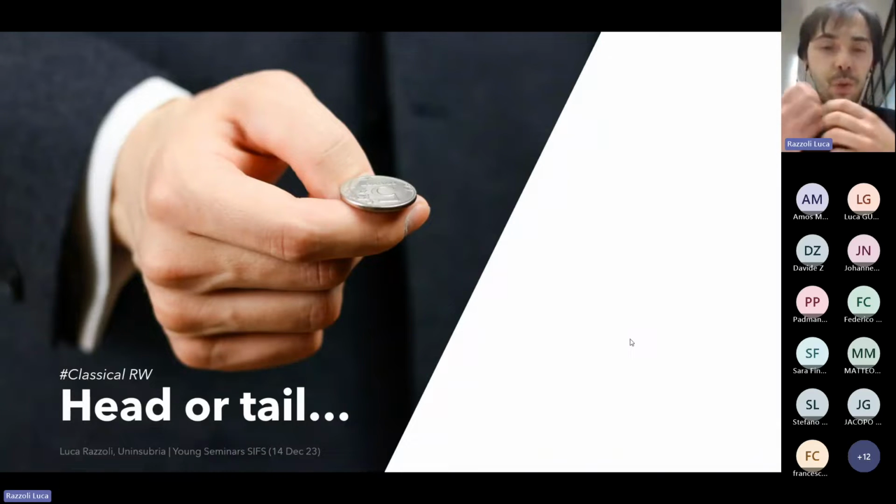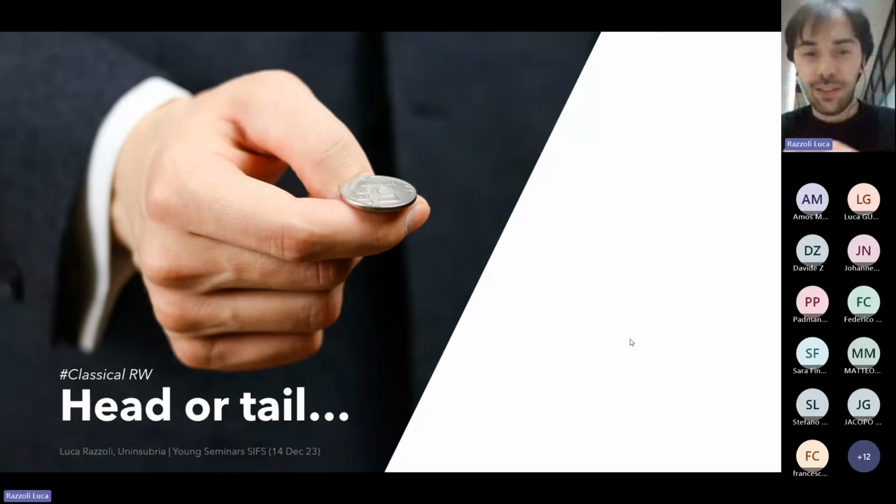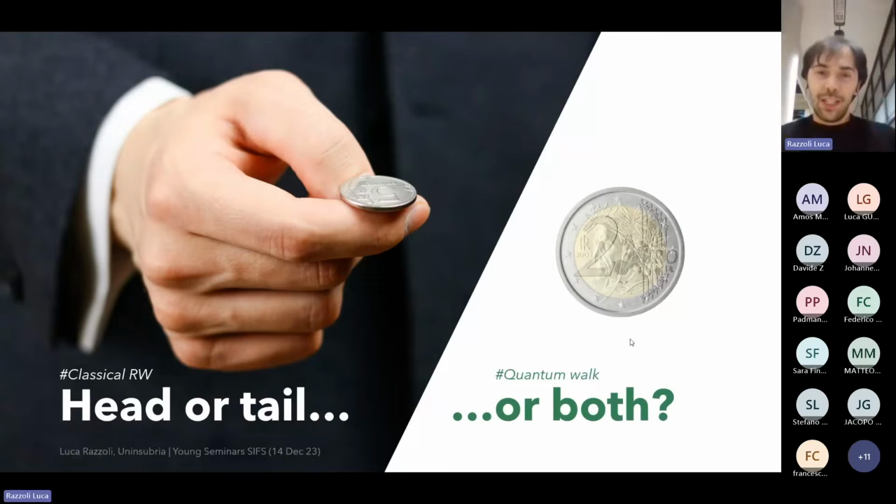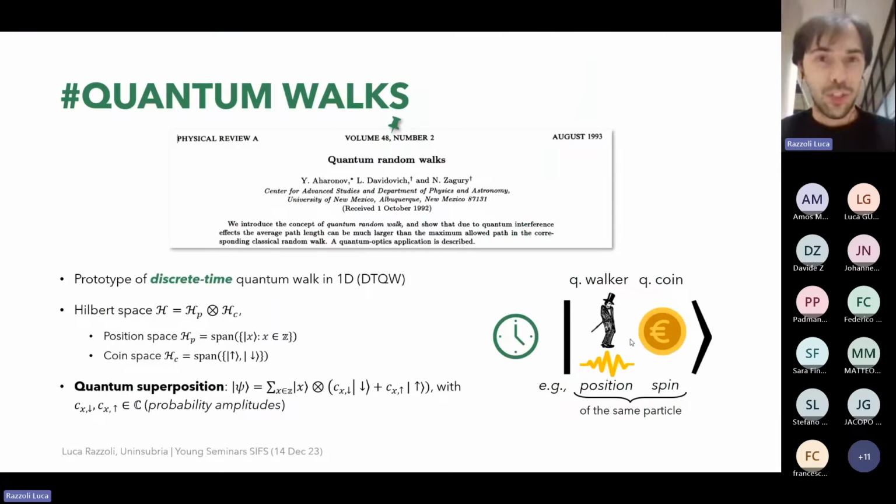But what if it could use both head and tail at the same time? Well, this is the principle behind the quantum walks, because we can exploit the superposition principle. In a quantum walk, we have two quantum systems, the walker and the coin, but these can also be different degrees of freedom of the same particle, such as position and spin. Even in this case, we consider the one-dimensional case for the position space, and so the coin space is two-dimensional, spin up and spin down.